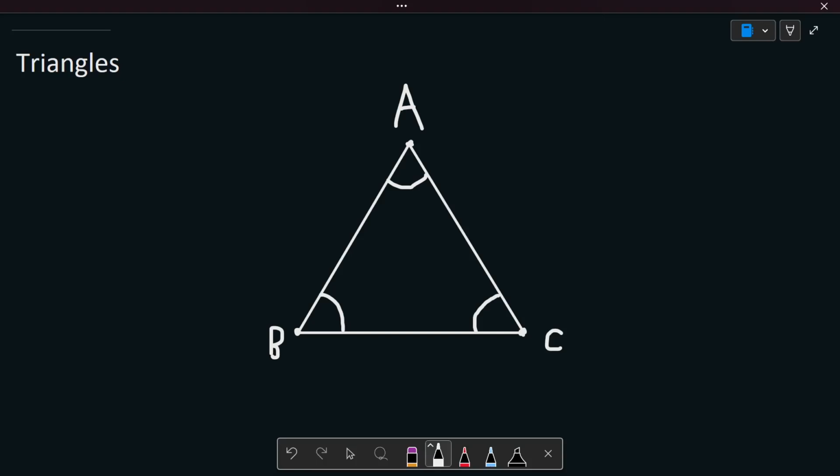Now, how do you represent these angles? When we name lines, we name them with 2 letters, a letter where the line starts and where it ends. So if we have AC, this is our line AC, which is this line over here. That is naming lines. But how do we name angles?